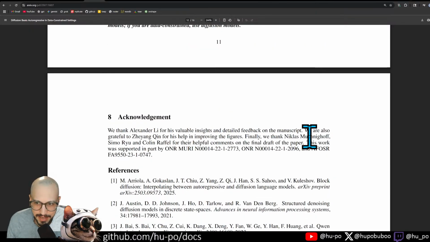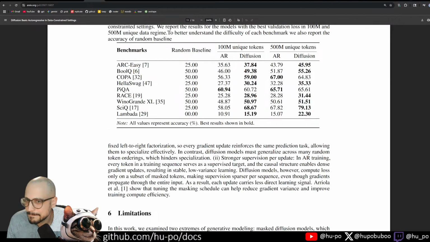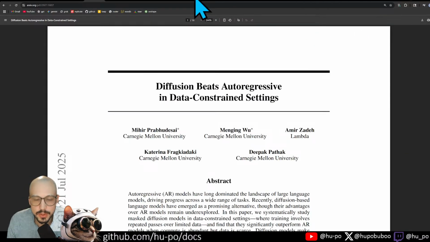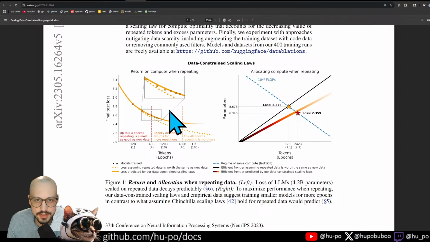Dude, this last name, how do you say this? Nicholas Muninghoff? Muninghoff? I have no idea what I'm saying though. Is this German? Is this Dutch? What the fuck is this? Okay. Is there anything else interesting here?